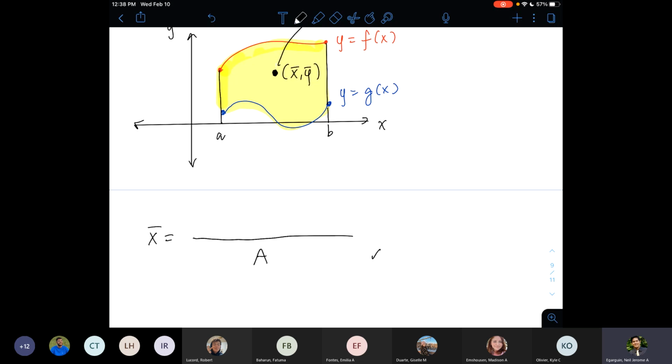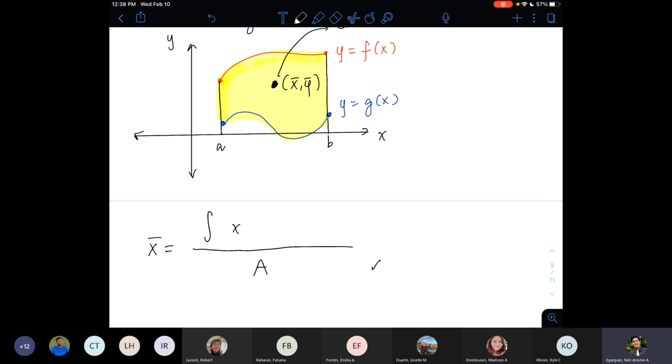So that's why we have the area in the denominator. But what do we want to add up? We want to add up the x's, but weighted by the function value with respect to the region. So the weight here would be, where is that x bar, y bar, where is that x value located with respect to the length of the strip?